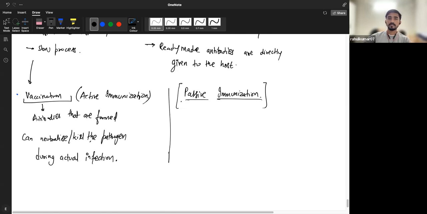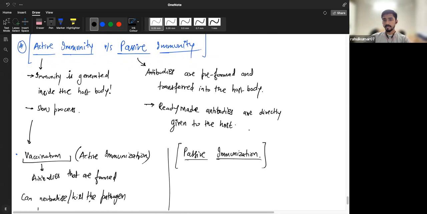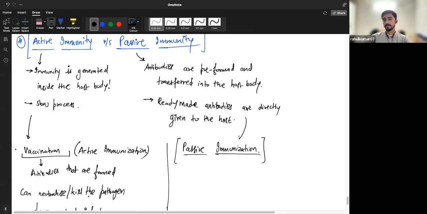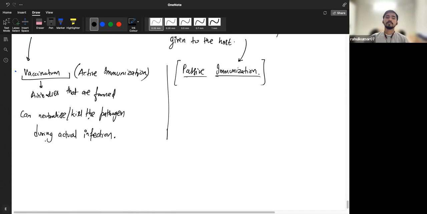What do you think is a passive immunization? It is basically the passive immunity. Okay, so in passive immunization, so vaccines, for example, you can write the examples. So we have vaccines against polio, COVID-19. Anything else? Vaccines against? Hepatitis B. Okay, these all come under vaccination.